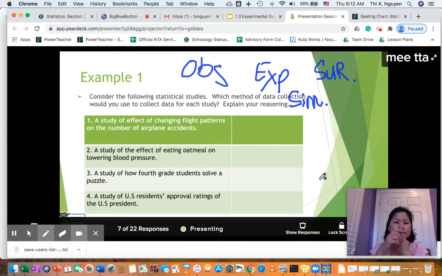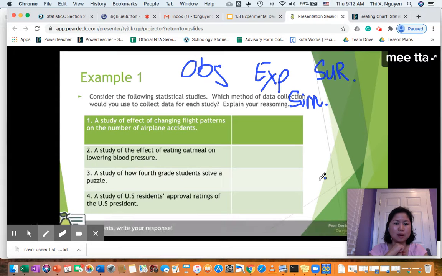Number 1 is, say, the study of the effects of a change in flight patterns on the number of airplane accidents. What do you think? Do you think we can actually do an experiment on it, or can we observe? Can we use simulation? Number 2 is a study of the effect of eating oatmeal on lowering blood pressure. Number 3 is a study of how 4th grade students solve a puzzle.